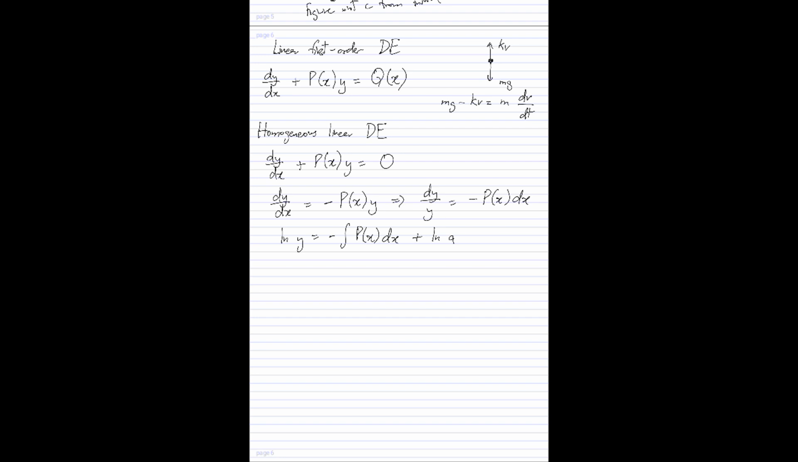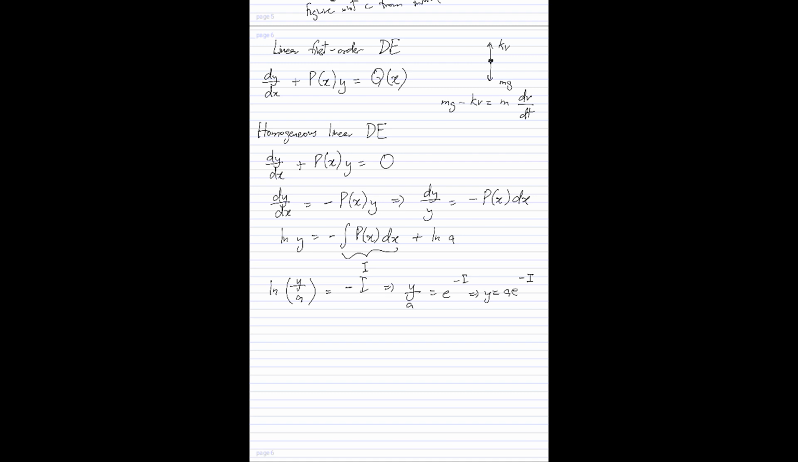Just for convenience, I define this integral as I. Of course, the value of I depends on what p is. So I can rewrite this as ln of y over a is equal to minus I. In other words, y over a is equal to e raised to power minus I. So y is equal to a e raised to power minus I, where a is a constant.